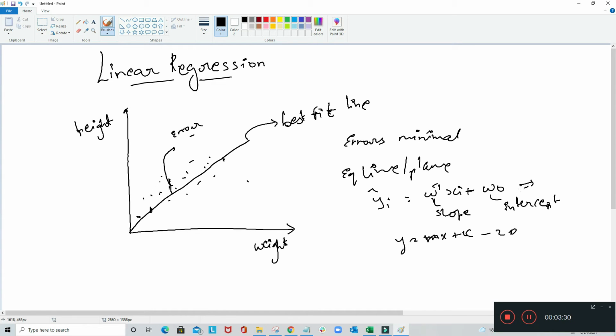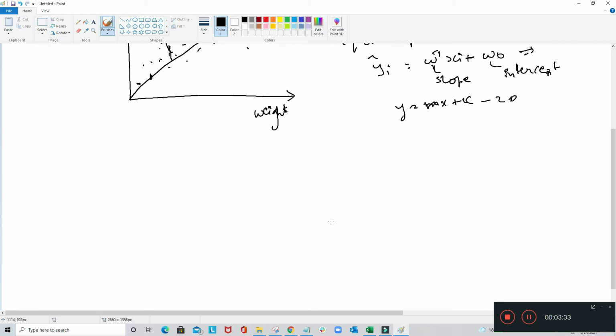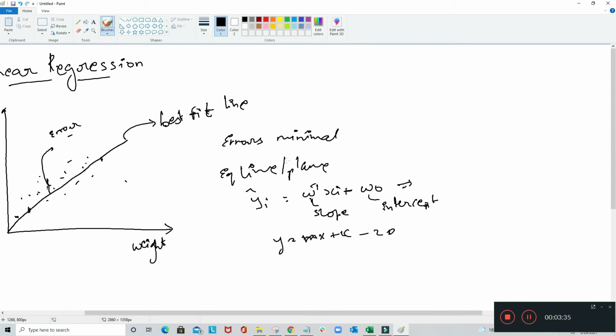Now what linear regression tries to do is minimize the errors. That is, yi minus yi hat should be minimal. So yi hat will be on the line, and the yi's are the data points. The distance between the data point and the line is yi minus yi hat, and here yi hat is called the predicted value.